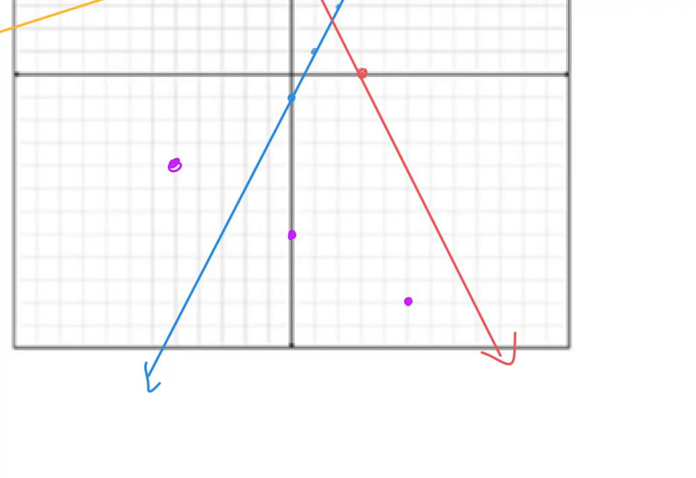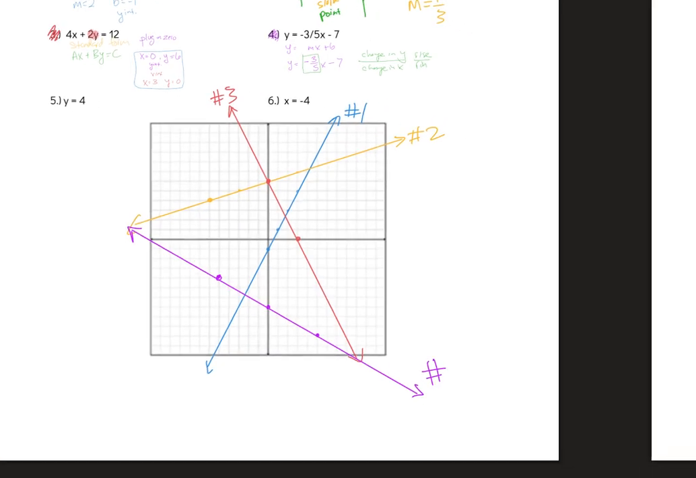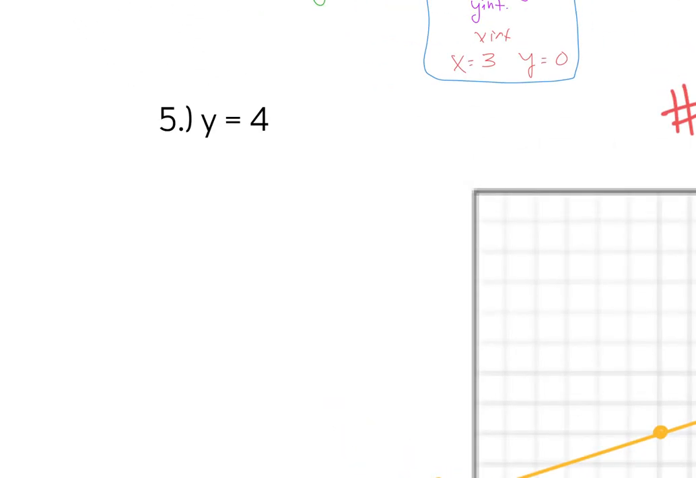All right. Let's zoom out of here. Let's grab the ruler. Good enough. Let's go. And this one is number 4. Yep. All right. Number 5.